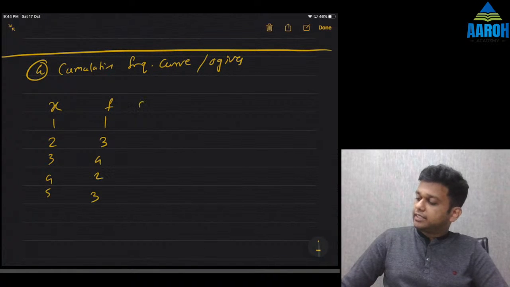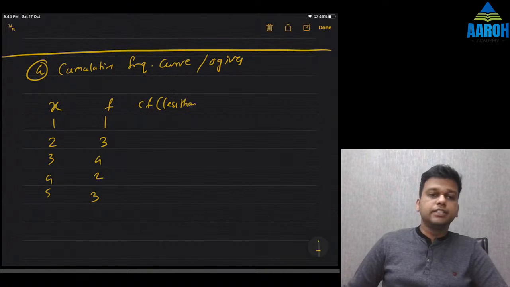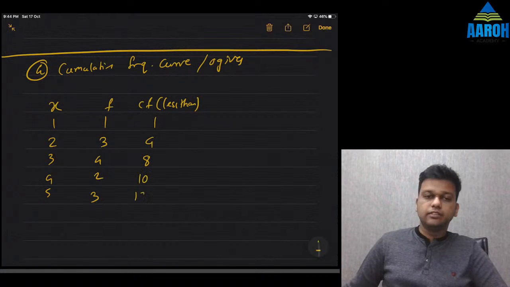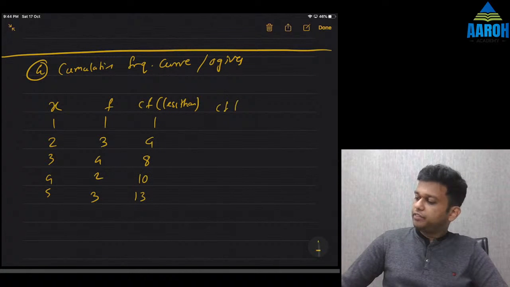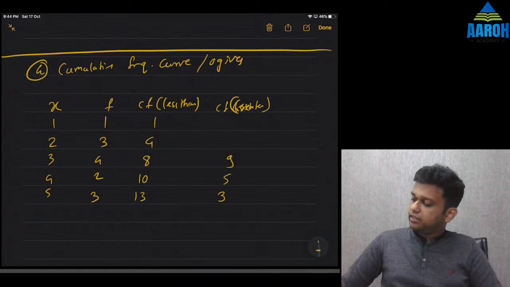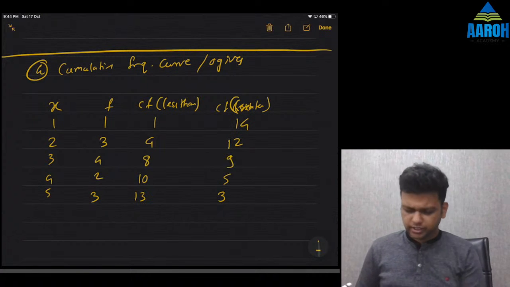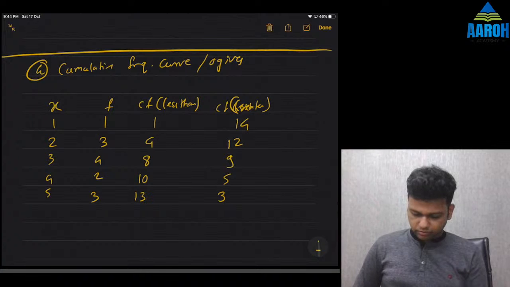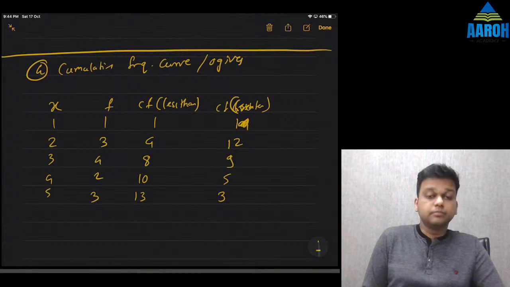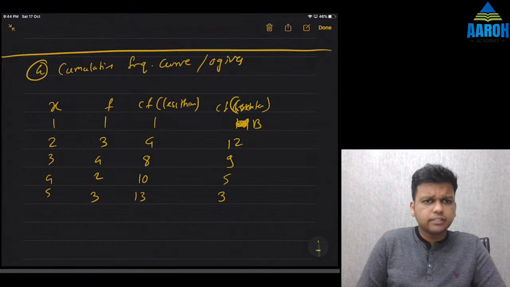What is cumulative frequency less than type? Cumulative frequency less than type will be 1, 4, 8, 10, 13. Right? And cumulative frequency greater than type, if we come from downwards, will be 3, 5, 9, 12, 14. Okay, total was 14. I wrote it as 13 by mistake. Sorry, this should be 13. Correct. That should be 13.